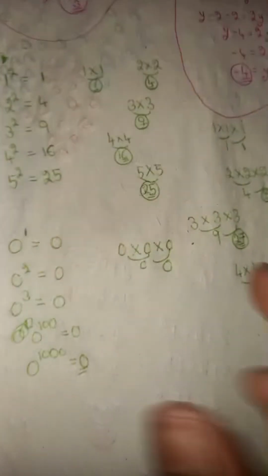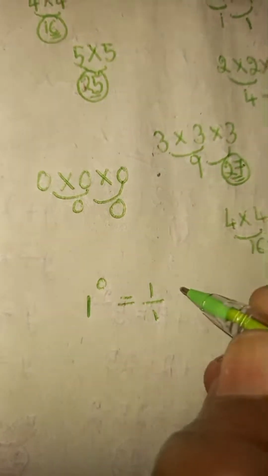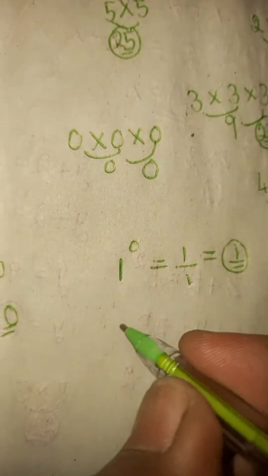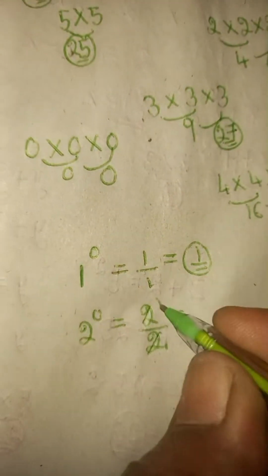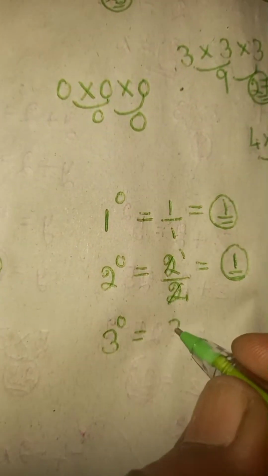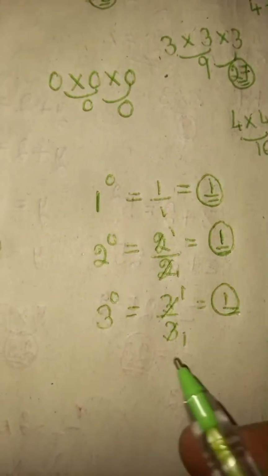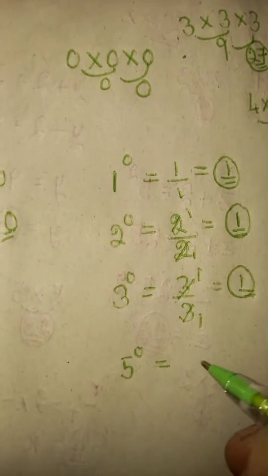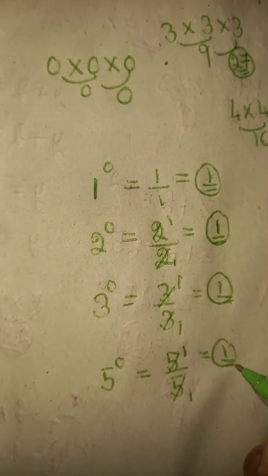But do you know a completely different thing? Any number to the power of 0 becomes 1. That is, 1 power of 0 means 1 by 1, which is equal to 1. And 2 power of 0 means 2 by 2, that means 2 divided 1 time, 2 divided 1 time, which is also equal to 1. And 3 power of 0 means 3 by 3, which remains equal to 1. And if you take 5 power of 0, that is also 5 by 5, which remains equal to 1.